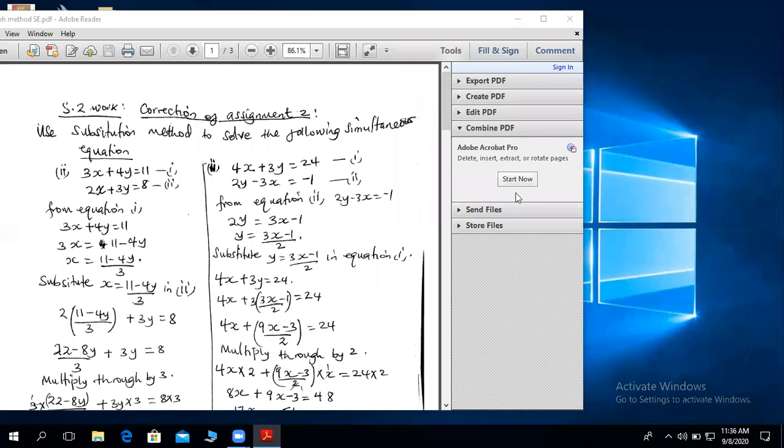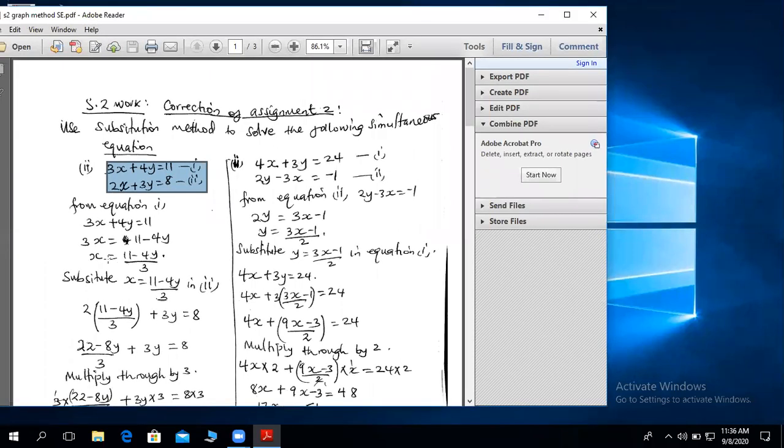This is the assignment that I had given you. Use substitution method to solve the simultaneous equations. These were my two equations that I wanted you to solve. I told you the steps towards solving simultaneous equations by substitution method. You choose one equation which is simpler for you, and in that one equation you make either x or y the subject. For example, for me, I have chosen to use equation 1.